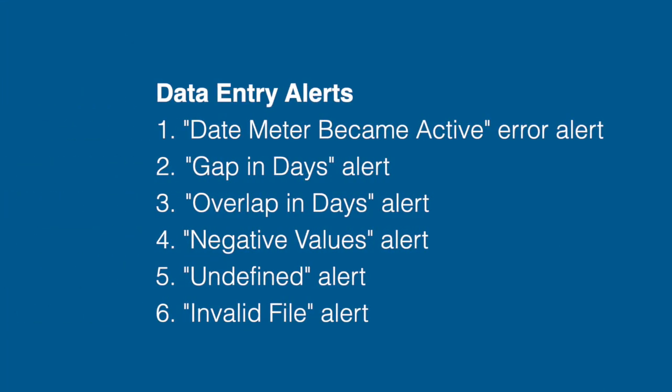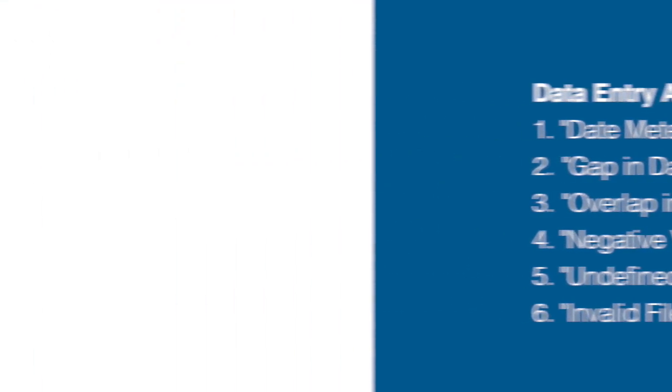There are 6 common alerts you may encounter when entering data into the monthly entries table. The date meter became active alert, a gap in days alert, an overlap in days alert, a negative values alert, an undefined alert, and an invalid file alert.